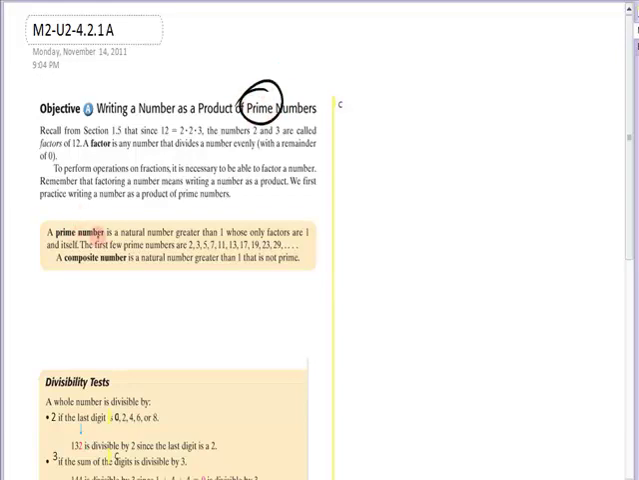Okay, a prime number is a natural number, which is a counting number, greater than 1, whose only factors are 1 and itself. So if we talk about a few numbers, we look at the number 2. It is prime because there's only one way to factor 2: 2 times 1. 3 is a prime because there's only one way to factor 3, and that's 3 times 1.